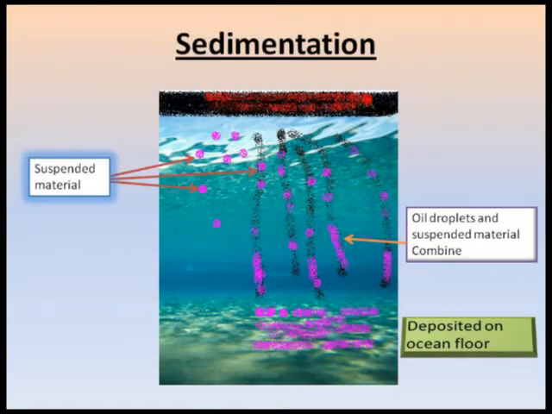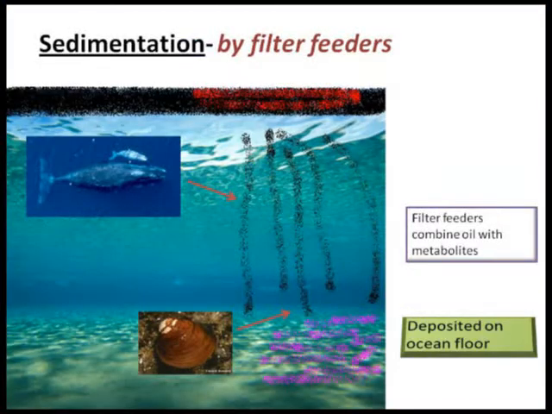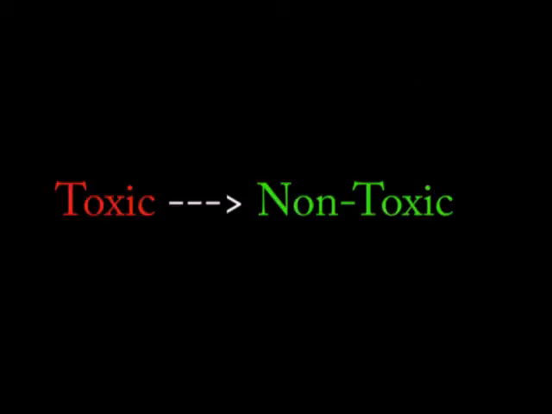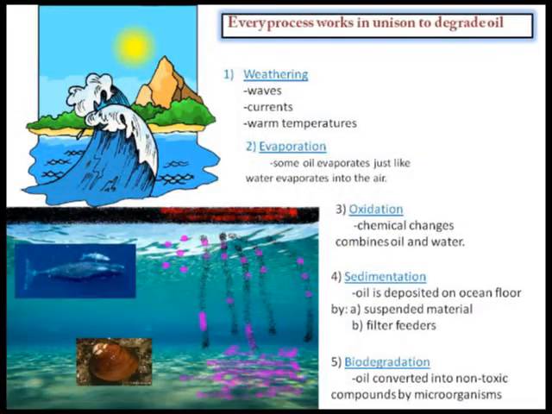Sedimentation is the process by which oil combines with suspended material and is then deposited on the seafloor. Filter feeders such as the baleen whale, scallops, clams, and mussels also filter out oil, which is then deposited on the seafloor. Simultaneously with these other processes, biodegradation occurs, which involves microorganisms that break down oil. The oil is broken down into non-toxic compounds, and it is important to remember that each of these processes is aided by every other process.